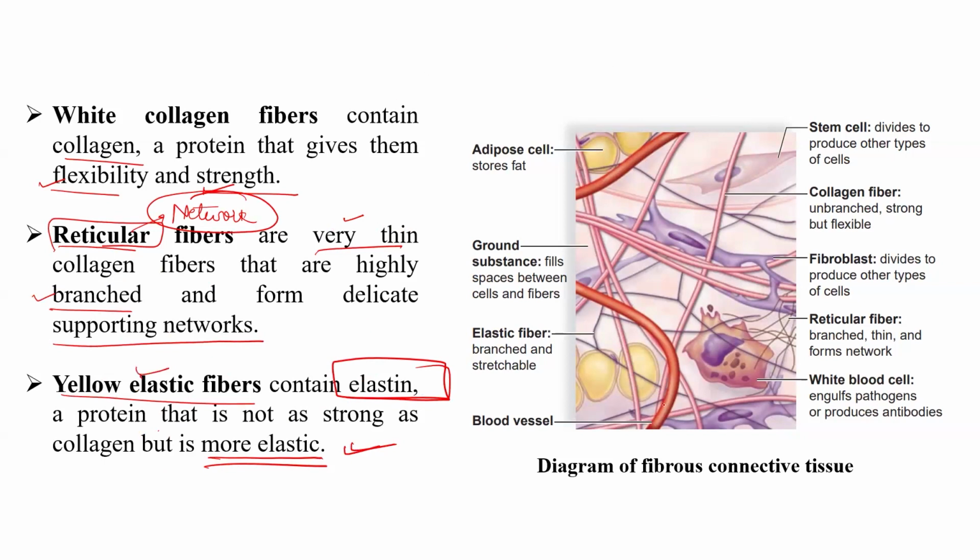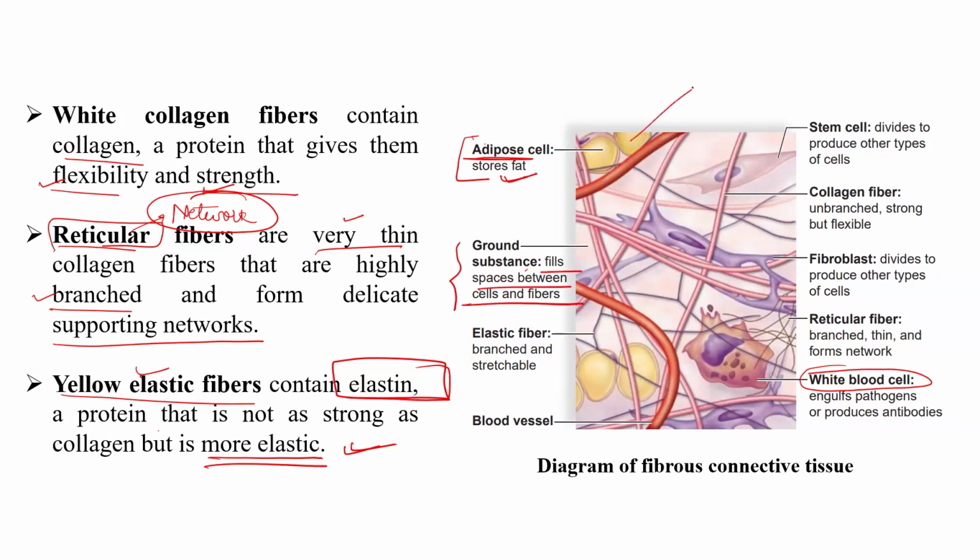So this is a general basic diagram of fibrous connective tissue. Along with it, some other components are also shown here, like the white blood cell, which is a part of fluid connective tissue, etc. The adipose cells are a component of connective tissue. The function of adipose cells is to store fat. The main thing I want you to see here is the ground substance. It is the substance that fills the spaces between the cells and the fibers.